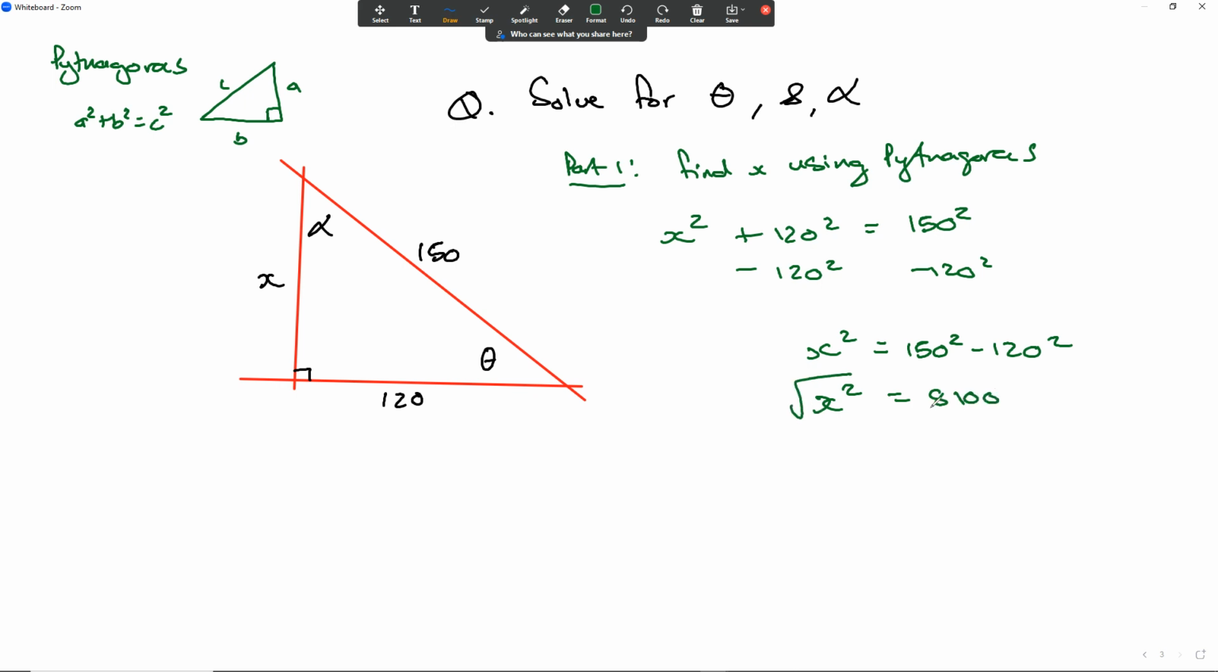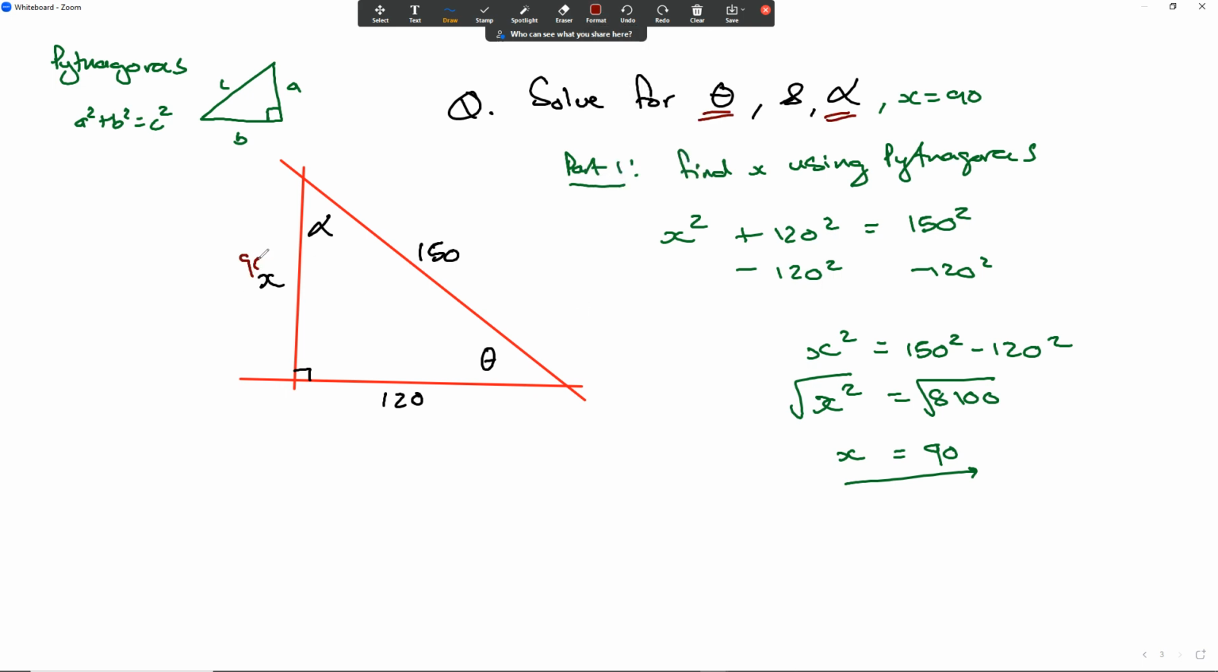So we square root both sides, and what is the square root of 8,100? And that comes to 90. So x will equal 90. Remember, 9 times 9 is 81. So x is equal to 90. We're now done with x. So we solve for alpha and theta. We have found the value of x as well, which is equal to 90. Now we're going to go ahead and try and solve for theta and alpha.